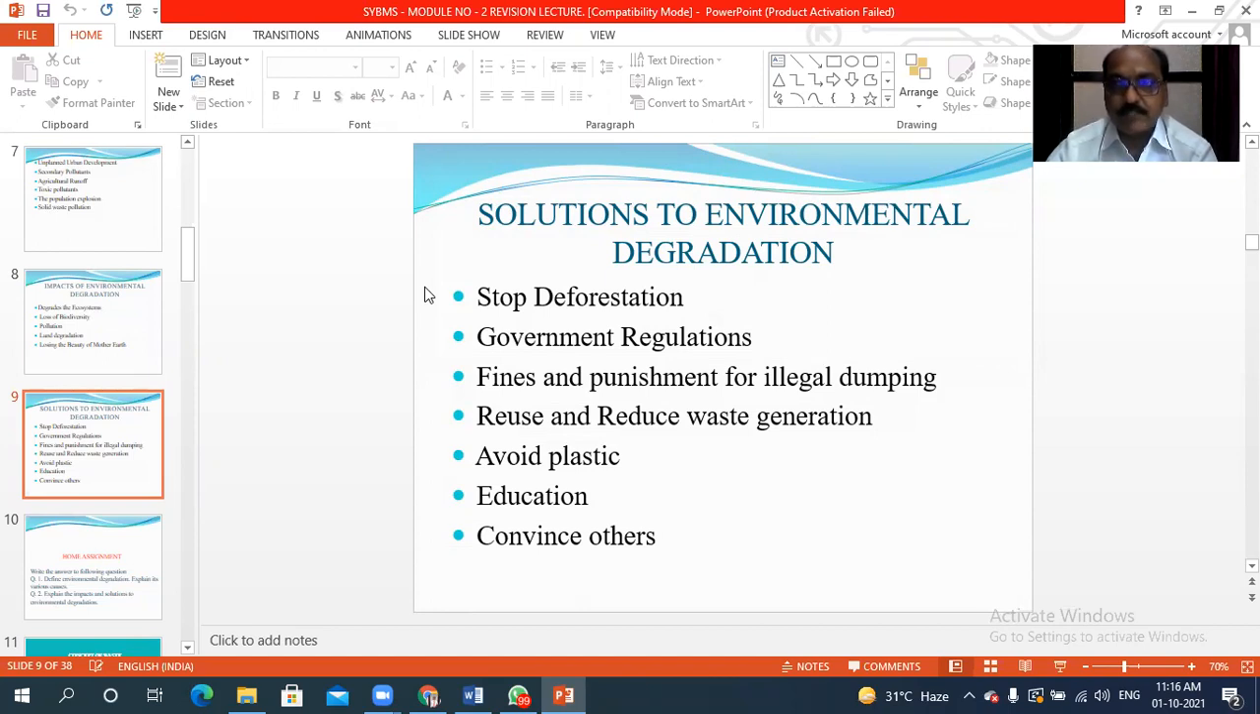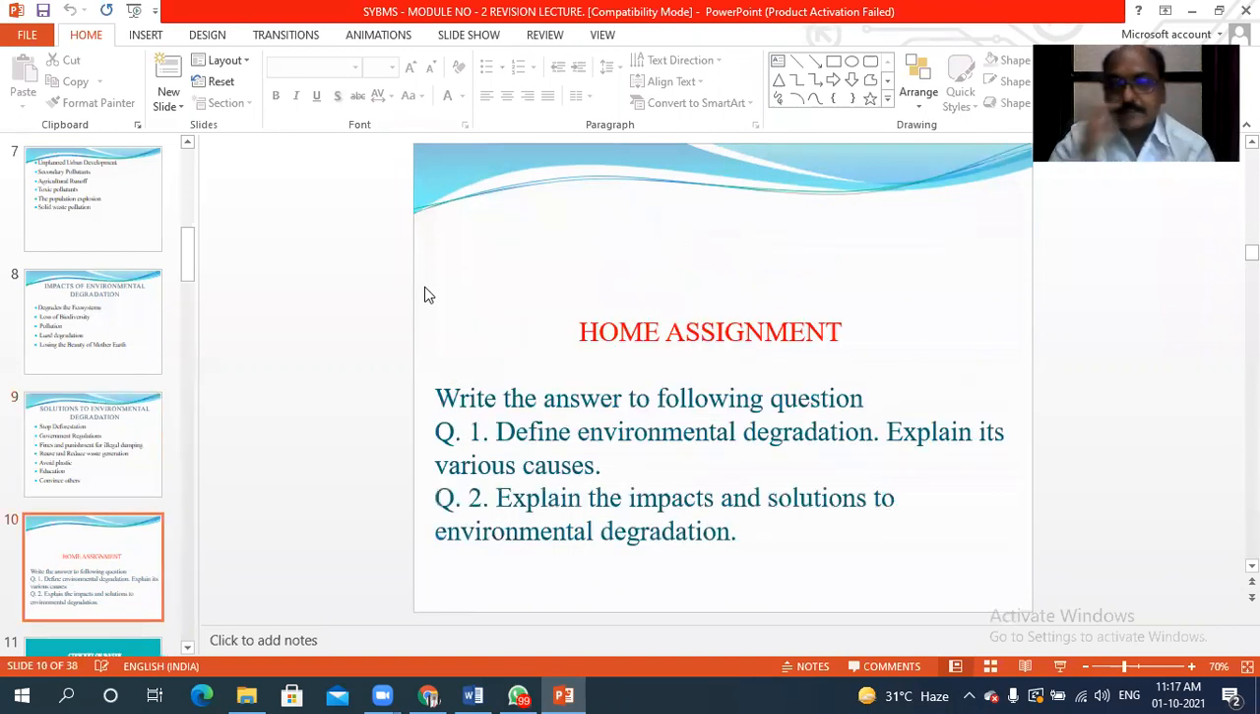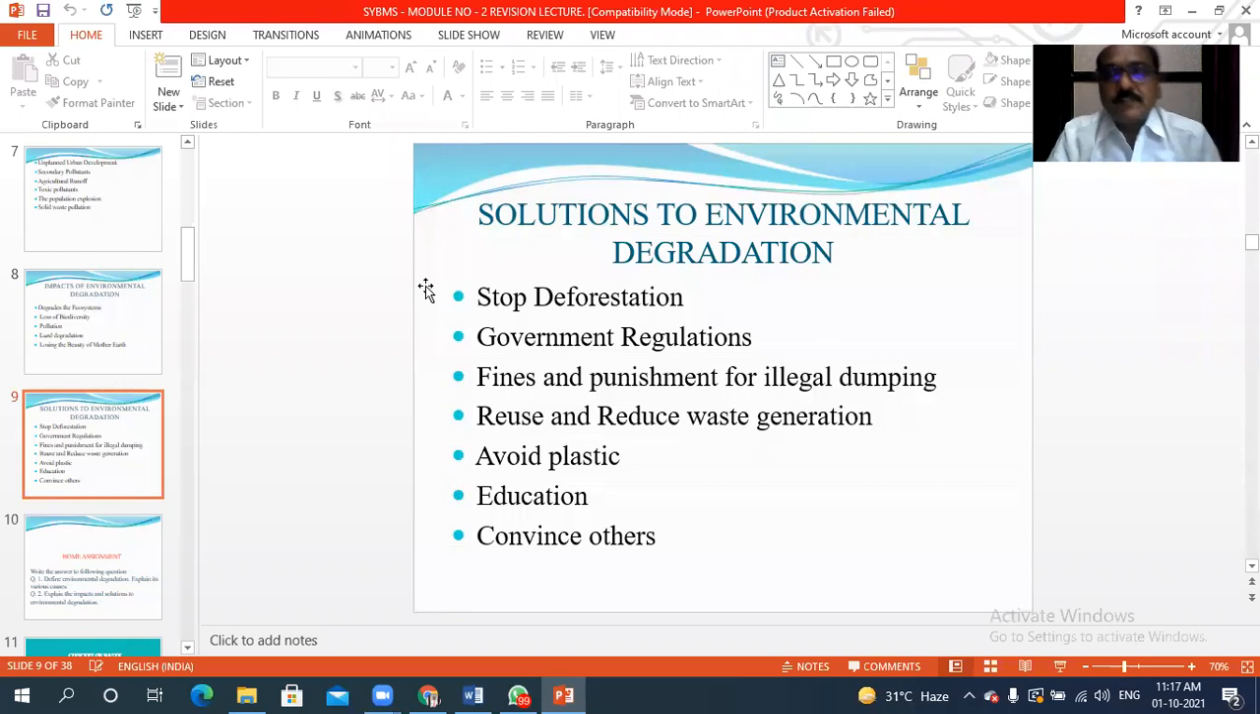Okay, when people are educated, when they are aware of why the environment is getting polluted or degraded, then they will take care. So you should provide education through the educational system as well as through mass media. Then convince others. Everybody has to convince others to take care of the environment. So dear students, those were the major solutions to stop the environmental degradation problem.